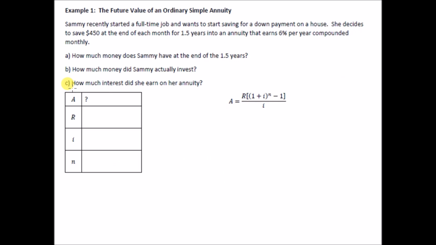Ordinary simple annuity. Sammy recently started a full-time job and wants to start saving for a down payment on a house. All we can take from this so far is that she just wants to start saving. It doesn't really matter what she's saving for. So this is putting money into an account. She decides to save $450 at the end of each month. The end just comes from the ordinary simple annuity. If you remember, that's when you make payments at the end of a compounding period. So if it says the end of each month, that means our compounding period is monthly. She wants to save for 1.5 years.